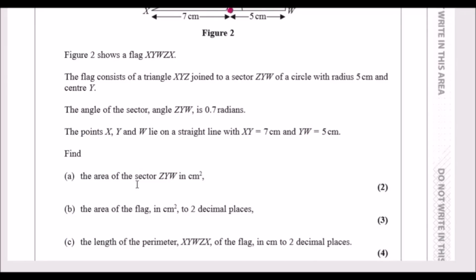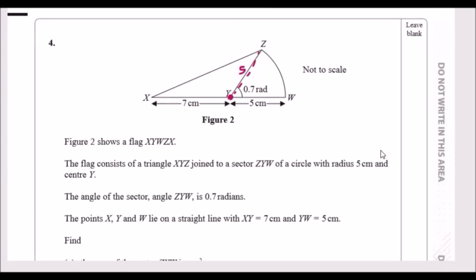Now, A, B, and C. Firstly, A. The area of the sector. Find the area of the sector ZYW. So the area of the sector is, of course, this bit here. And it's a very simple formula. Area of this quantity is always going to be half r squared theta. Okay, that's it. There's not much to say here.